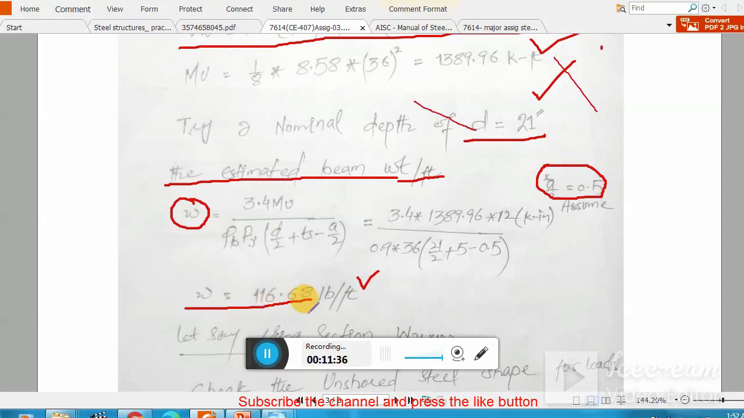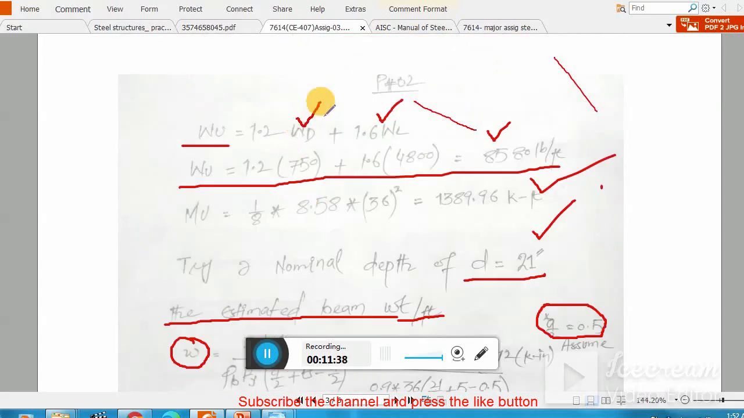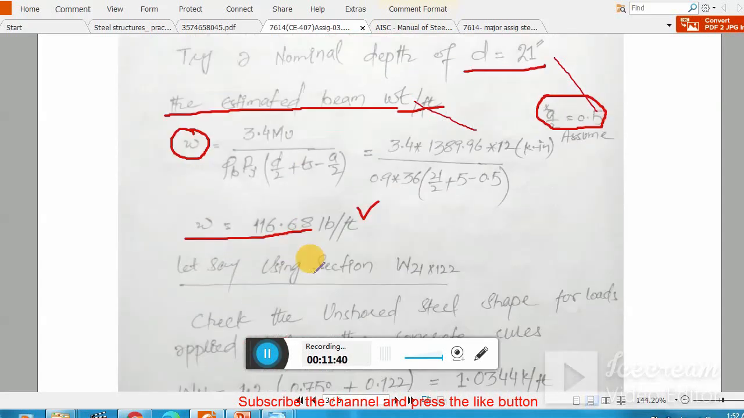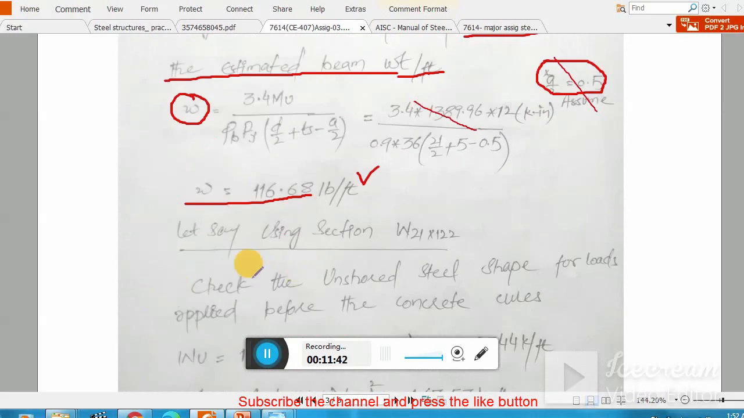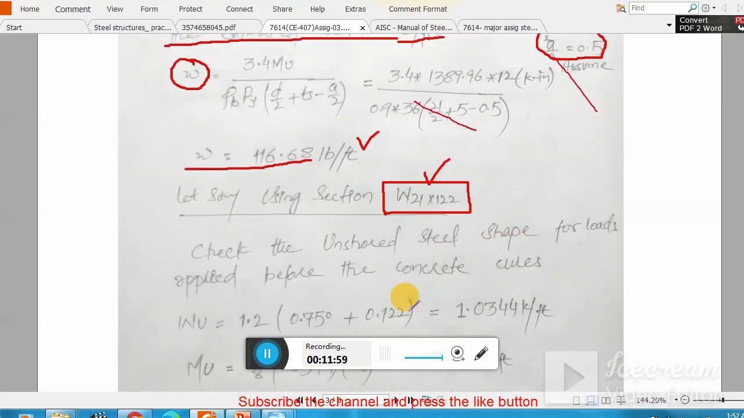Now we add this load to the dead load and find our modified factor load. Okay, let's say using a W21x122 section. Okay, let's say this is our first trial, that we are assuming we are using a W21x122 section. Check the unshored steel shape for loads applied before the concrete covers. Remember, this is the analysis. Now we start our analysis.